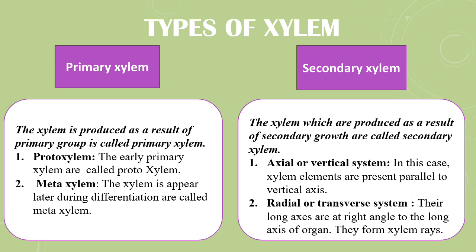Axial or vertical system. In this case, xylem elements are present parallel to the vertical axis. Radial or transverse system. Their long axes are at right angles to the long axis of the organ. They form xylem rays.